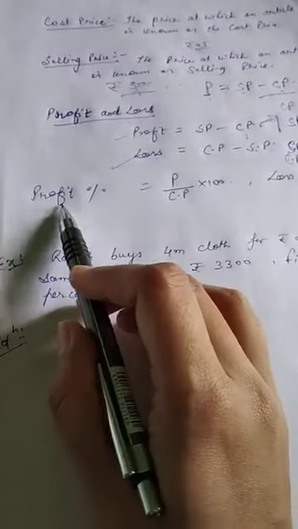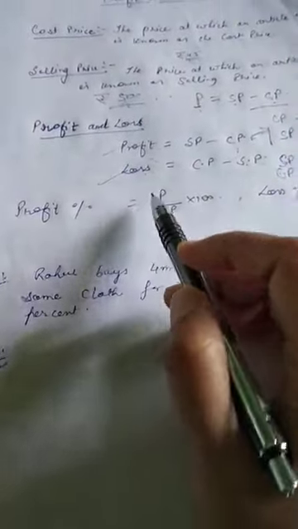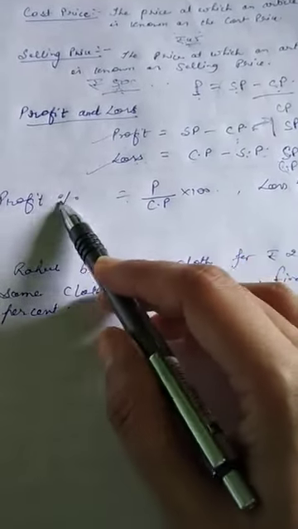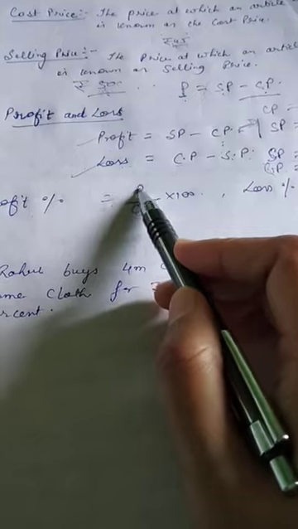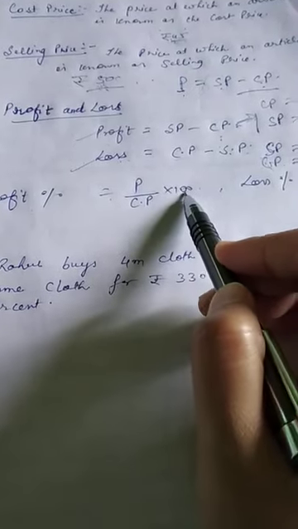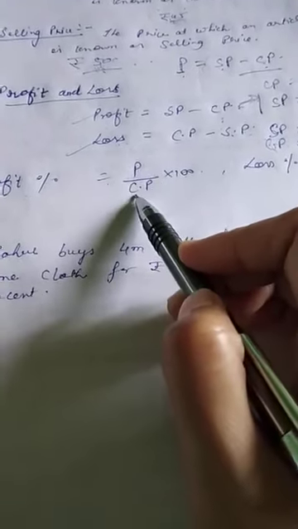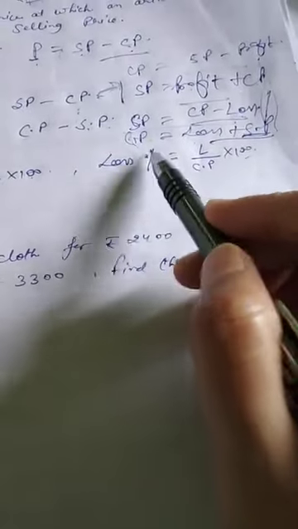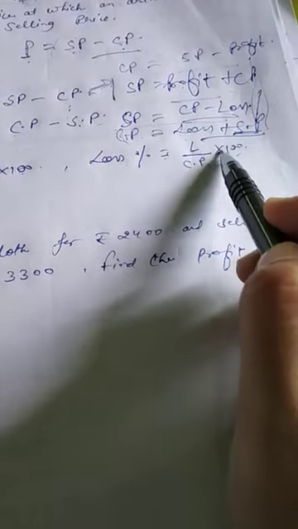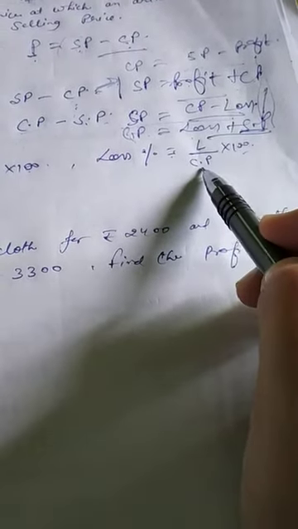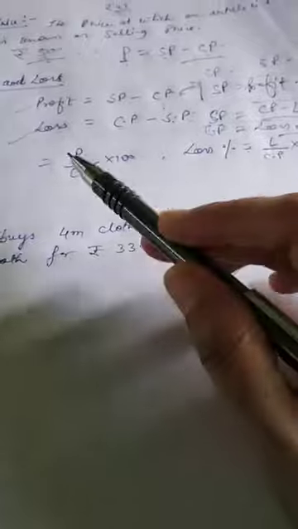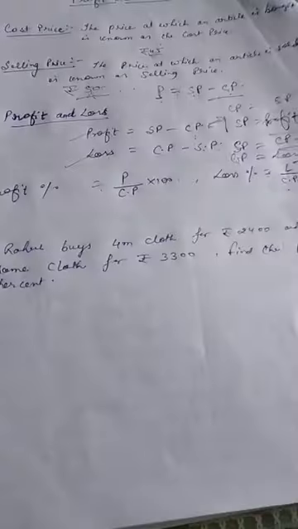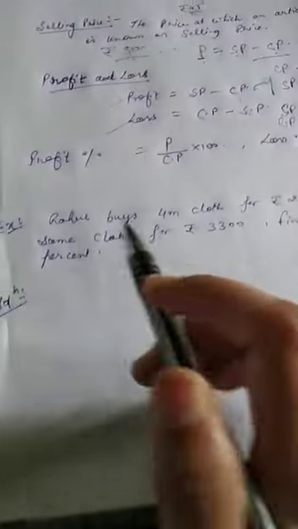Now, whenever you have to change the profit into profit percentage, profit percentage is equal to profit by CP into 100. Profit will be up, cost price down, into 100. And to find the loss percentage, loss by CP into 100. Loss up, cost price down, into 100. In both cases, cost price will be in the denominator. Got it? Now let's see one question, you will understand it better.